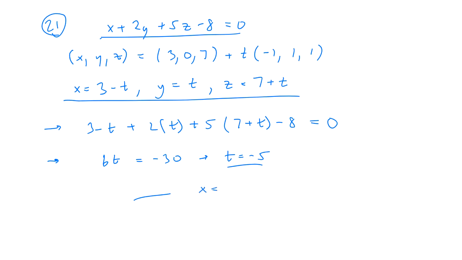So x is equal to 3 minus that, so it's 8. Y is equal to just that number. And z is equal to 7 plus that, so something like that. And then as a double check, I could plug it into the plane to see if it actually gets 0, and it does. So if you haven't already, there's at least one more like this. You can try that for tomorrow.